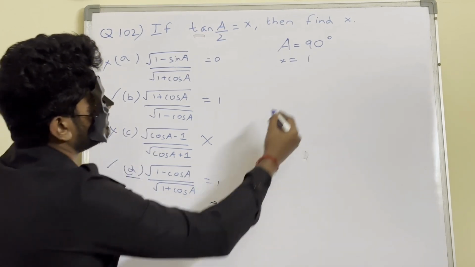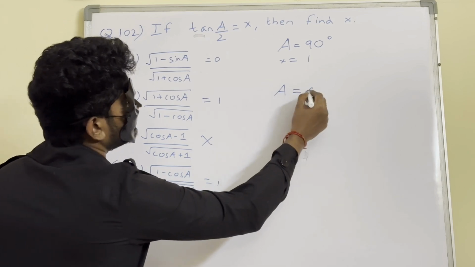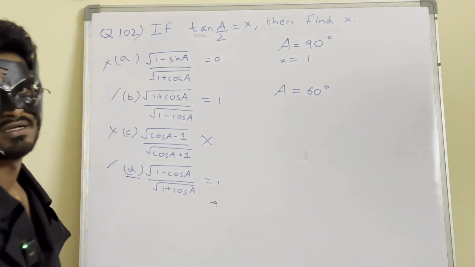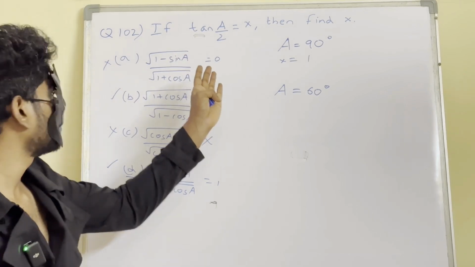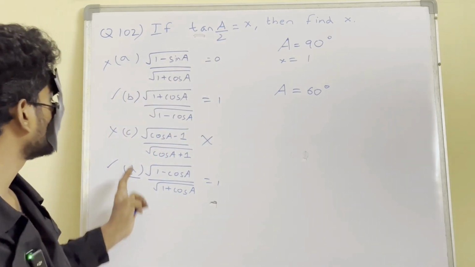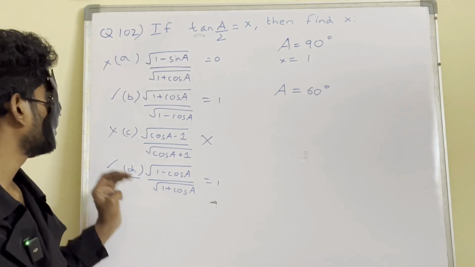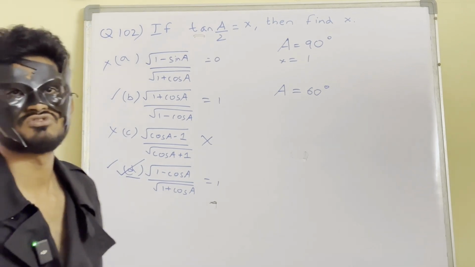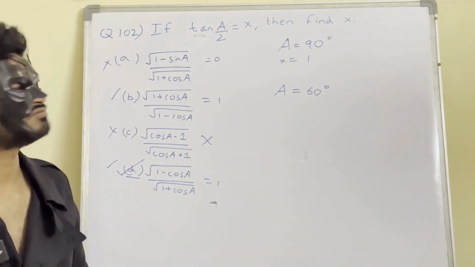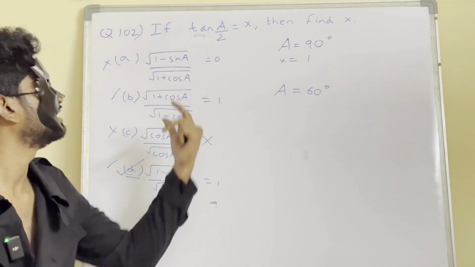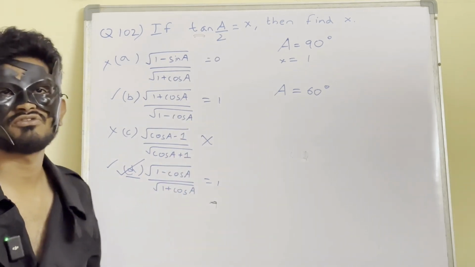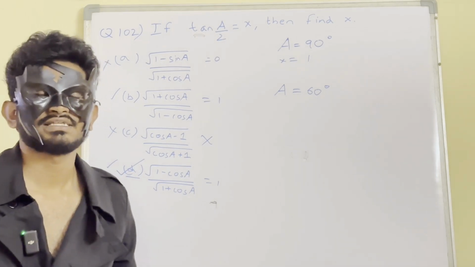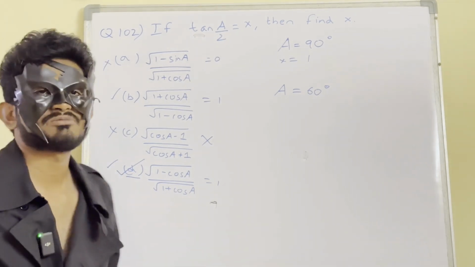Now next we substitute A is equal to say 60 degrees. And tan 30 will be nothing but 1 by root 3. And then substituting in these two options B and D, you will get that option D is right. So friends, it's better to remember the formula because you will be saving a lot of time and you will directly get the answer. But in case you forget in exam hall, then you can use the substitution value putting method.